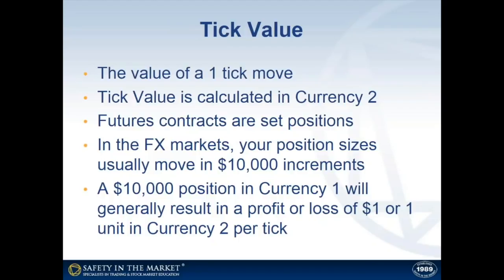Now, that's a mouthful, and that's actually an edited sentence. I tried to bring that down as small as I could, but a 10,000 unit position based in currency number 1, as long as you're not dealing with the yen, generally results in a profit or loss of $1 or 1 unit in currency 2 per tick.